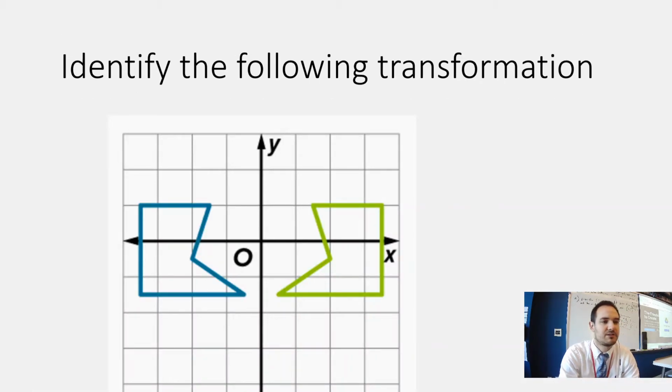So identify the following transformation. You can see it is moved, but you can't change the orientation when it's just a translation. We won't be doing too many where we put them together, so this one is just a reflection.